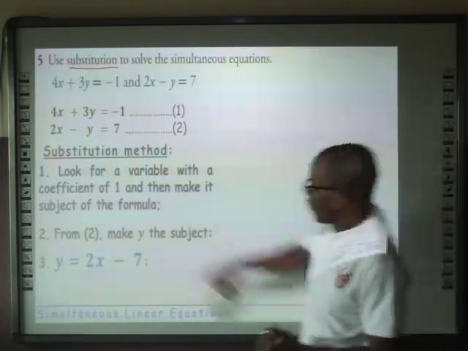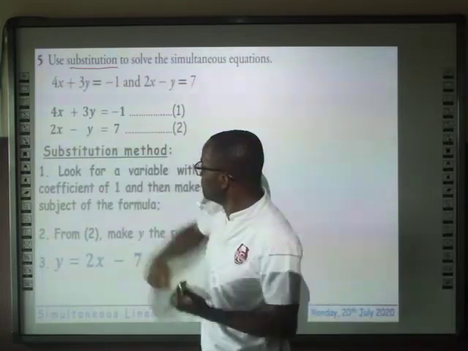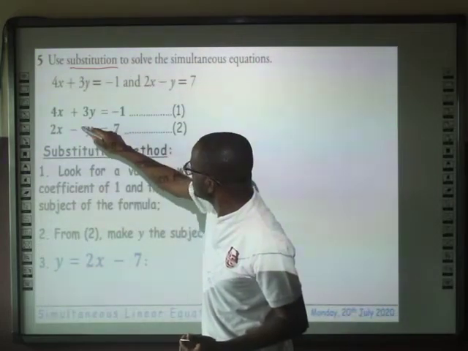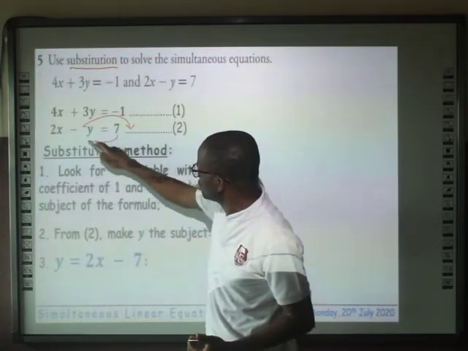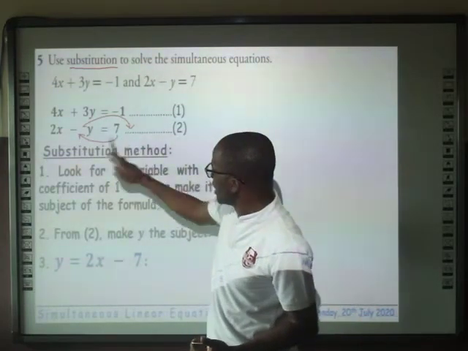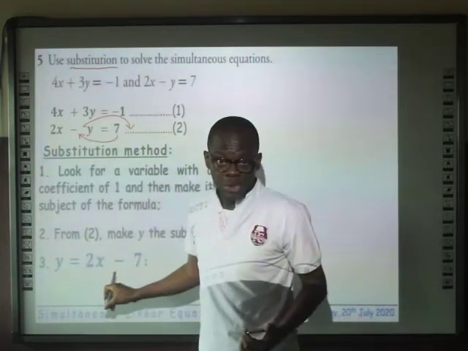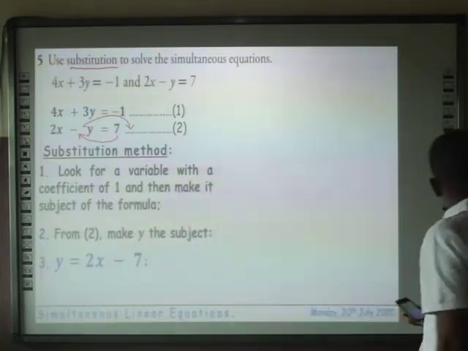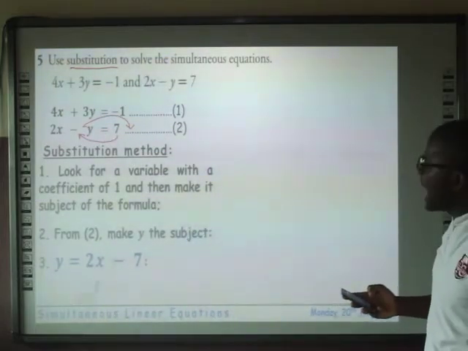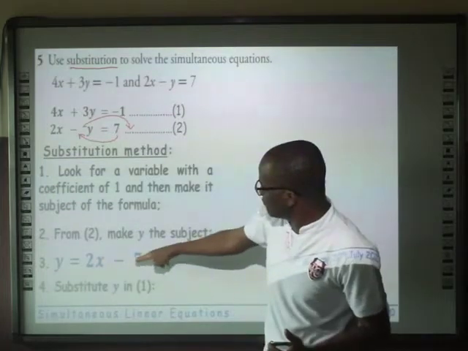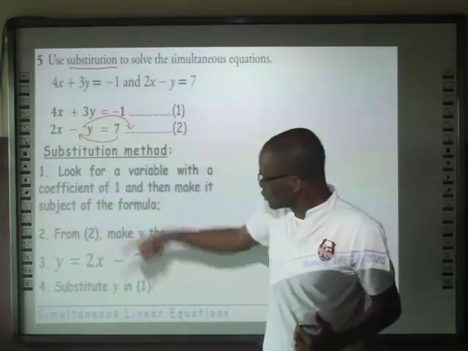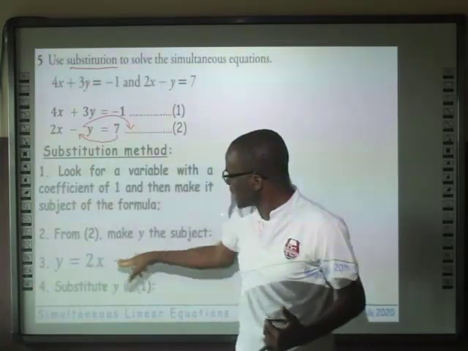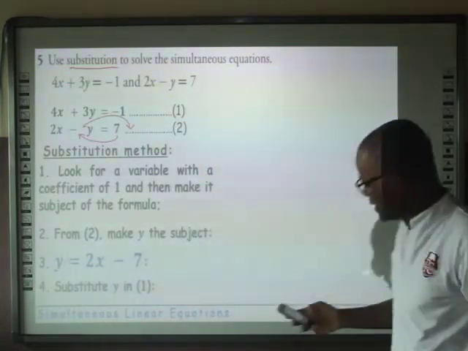When you do, of course, it's negative here, make it positive by moving it to the right hand side, and then you move this 7 to the left hand side. So y will now be 2x minus 7, which is what you have there. Next up, you substitute this value of y in equation 1. So anywhere you see y, you replace it with 2x minus 7. So let's do that quickly.